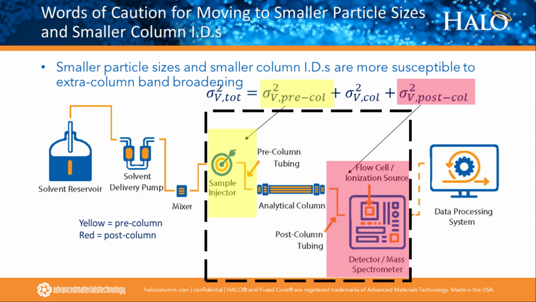In terms of if you're running isocratic methods, it's really the pre-column dispersion that has the most impact. And if you're running a gradient method, it's really the post-column dispersion that has the most impact.